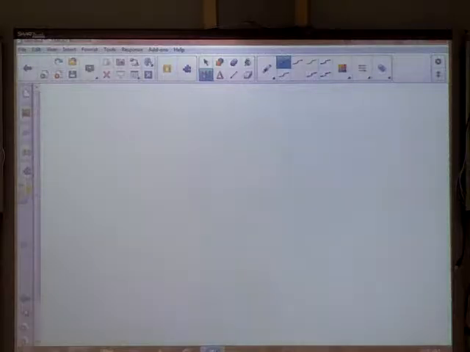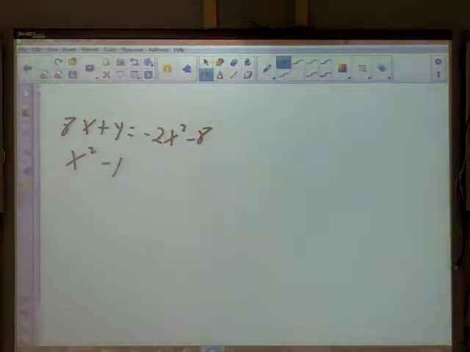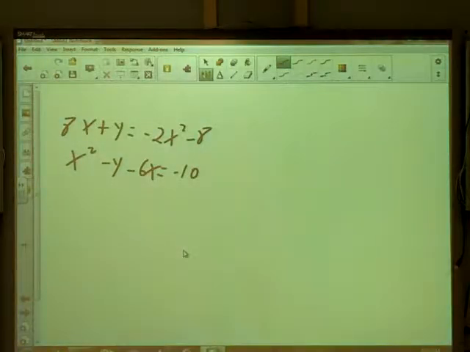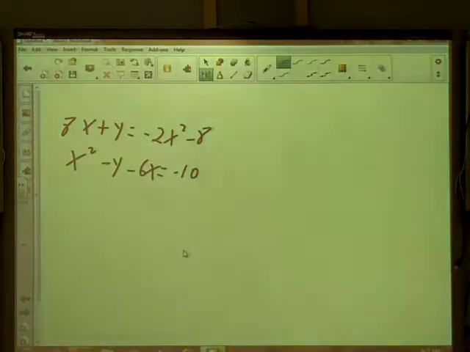All right, number 15. I got 8x plus y equals negative 2x squared minus 8. And then I got x squared minus y minus 6x equals negative 10. All right, remember the ways that we can solve these are by substitution or elimination. It's not ready for substitution and it's not ready for elimination, either one. It's not substitution because it's not solved for one variable. It's not elimination because everything's all jumbled up.